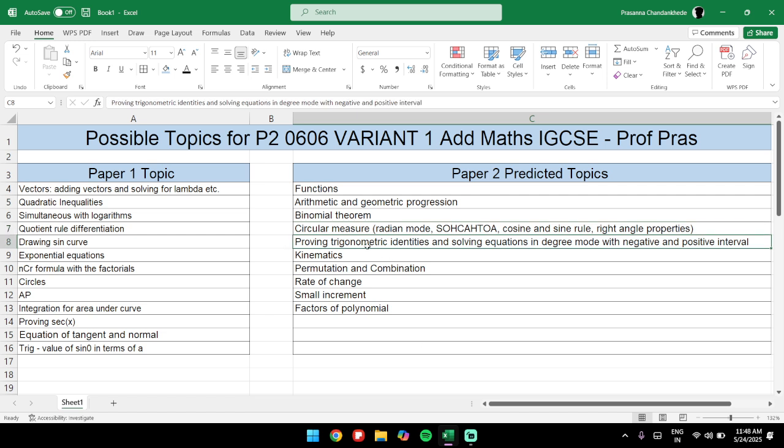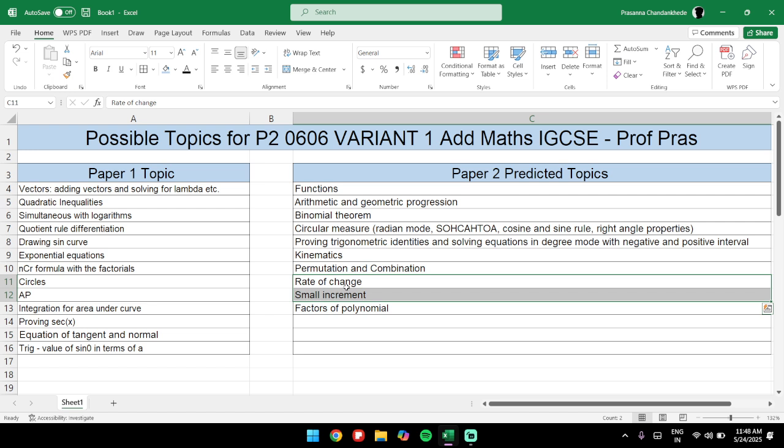Then we could again get proving trigonometric identities and then followed it up with equations in degree modes with negative and positive intervals. It could also be in radian modes, so I think we should be prepared for that. Kinematics could come. Permutation and combination will also very likely come. Now, rate of change and small increment are all applications of differentiation, so they could also come. And factors of polynomials, I have no idea why it didn't come for paper 1, but it may come for paper 2 in that.